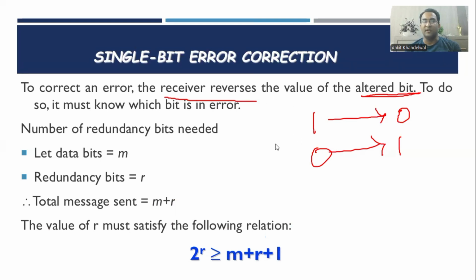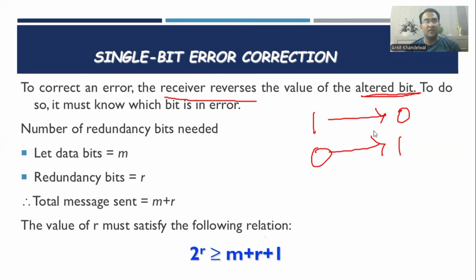First of all, it has to detect that particular bit where there is an error, and then that bit can be changed from 1 to 0 or from 0 to 1 there.